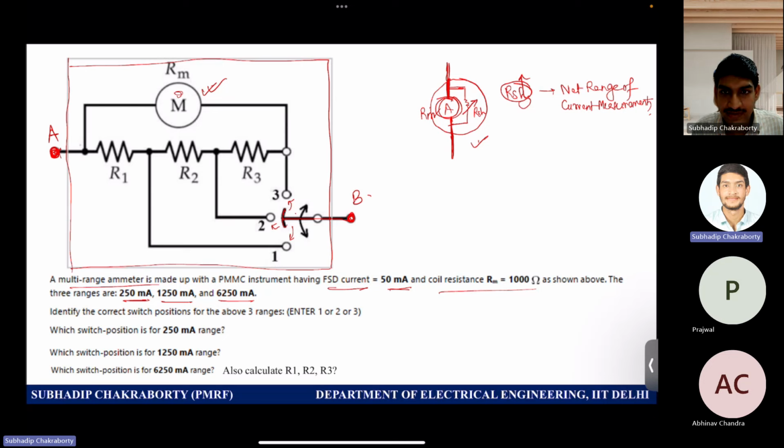You need to analytically do this, not calculate. First, you need to analytically think what arrangement can make your overall arrangement measure more current. The combination that will allow more current measurement, you will make it for 6250, the higher current range. The combination which has a lower current measuring range, you will put in the 1250 milliampere range. And the least current carrying ability combination, you will put to the 250 milliampere range. So try to analyze. Just think and tell. Okay, I want to hear the answer from you.